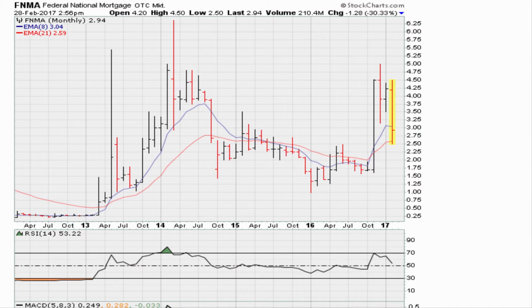Eric Muathe, Muathe.com. Let's take a look at the chart for FNMA. We can see that for the month of February, it is down about 30%. Now, I wouldn't say that that is surprising because honestly, if you take a look at the stock's history, it has a tendency of giving back gains.